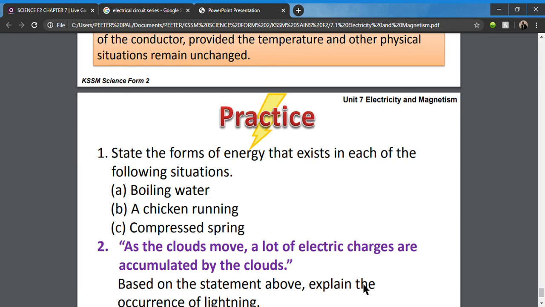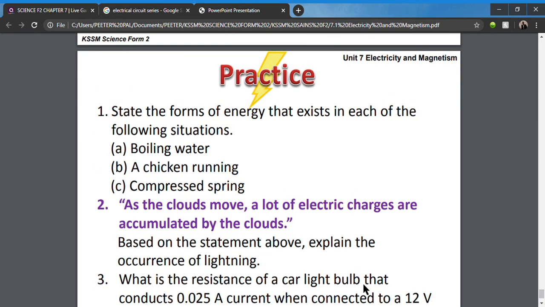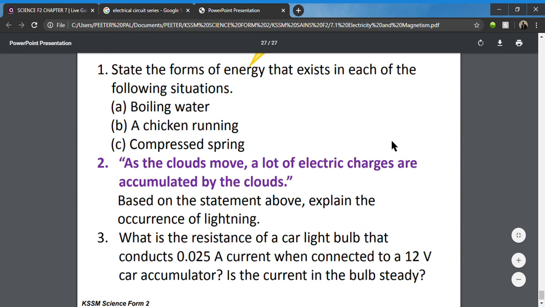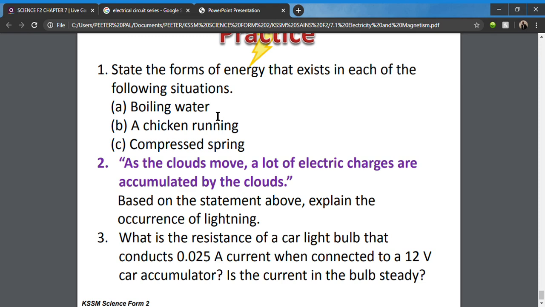Next. We have finished the subtopic, guys. So this is a simple practice. State the forms of energy that exist in each of the following situations. Boiling water, you know, heat energy is there. You can even add on potential. A chicken running, for sure, kinetic energy. A compressed spring, for sure, elastic potential energy.